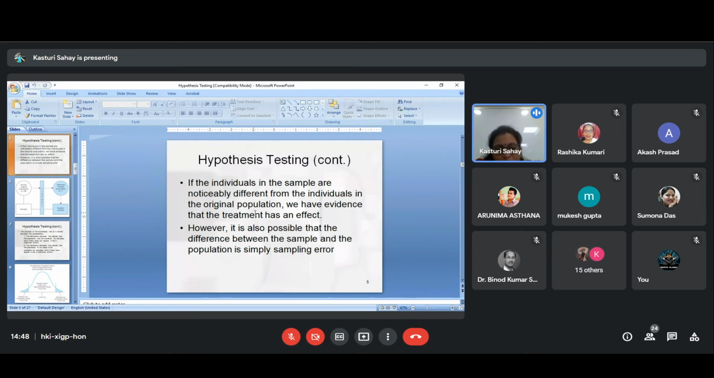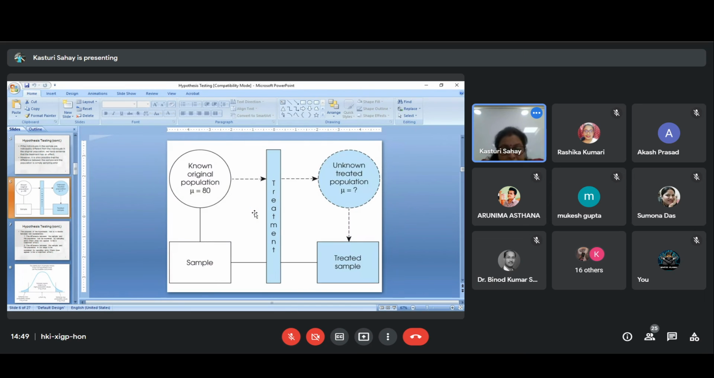However, it is also possible that the difference between the sample and the population is simply sampling error. It could be that there was no effect of the treatment, but because of sampling error, you got a difference in the result, and you concluded that the treatment had an effect. So always, while testing your hypothesis, you need to check the sampling error. This is just a representation of the same.